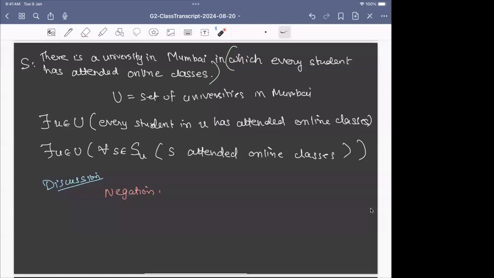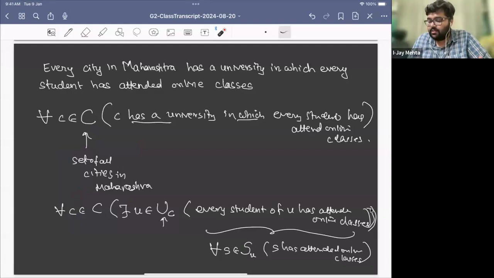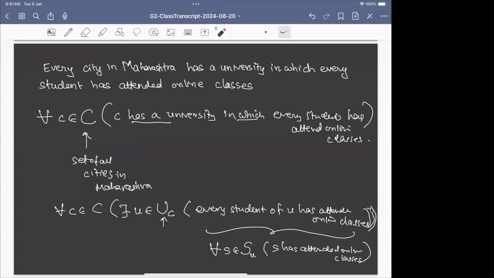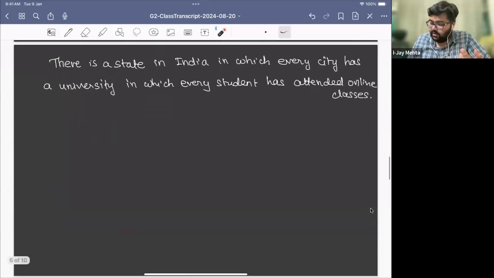Answer, sir. We can add the state in India: for all states in India, and then the same statement continues. Every city in that state has a university in which every student has attended online classes. So one more quantifier is already given, right? So this is what I have written. There is a state in India in which every city has a university in which every student has attended online classes. Do you see what I have done? Did you observe? And if you understand what I've done, you can click yes. Can you negate this now?